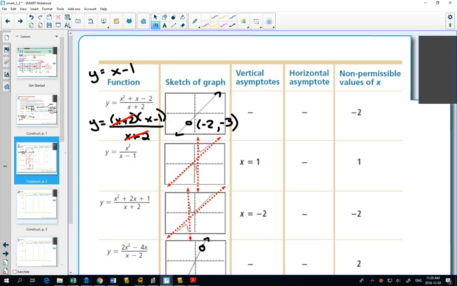-2 is still your non-permissible value. If you look at your original equation, what would make you divide by 0? That would be the -2. So since in the third one it doesn't simplify, the non-permissible value stays as a vertical asymptote. In the fourth one, you can simplify that. You can factor the top as x plus 1, x plus 1, but the factors don't cancel out. So the non-permissible value of -2 stays a vertical asymptote.